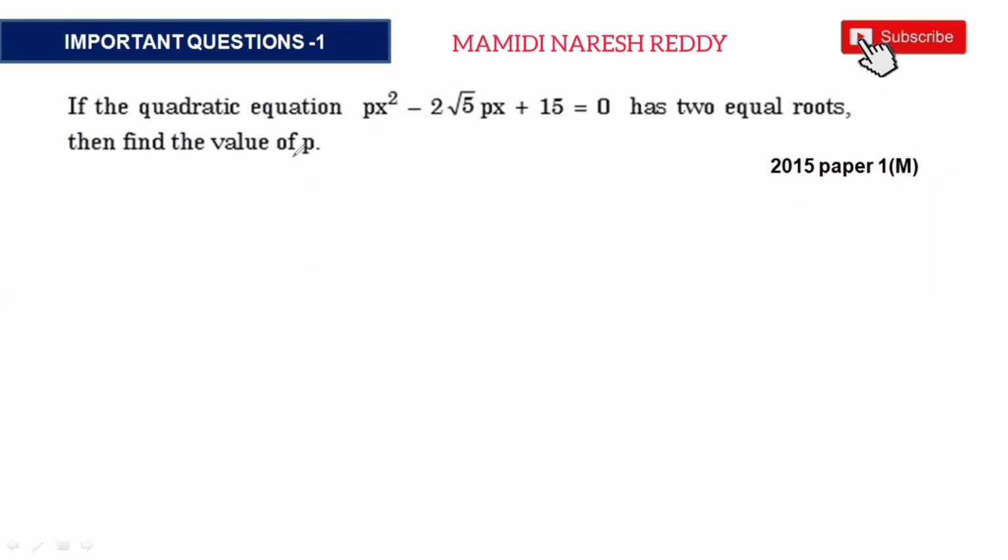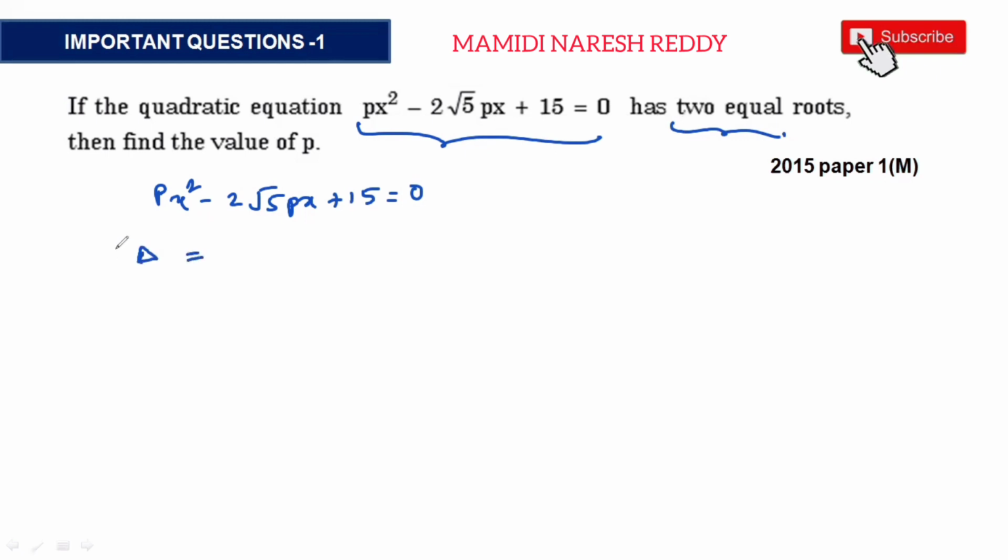First of all, let us write the given equation: px square minus 2 into root 5 px plus 15 is equal to 0. This is a quadratic equation. As it has 2 equal roots, we need to find the value of p. You might have seen many such problems in the exercise of your textbook. Whenever we have 2 equal roots, we need to find the discriminant, which is denoted by delta. In some textbooks it is also denoted by D. D or delta is equal to b square minus 4ac.